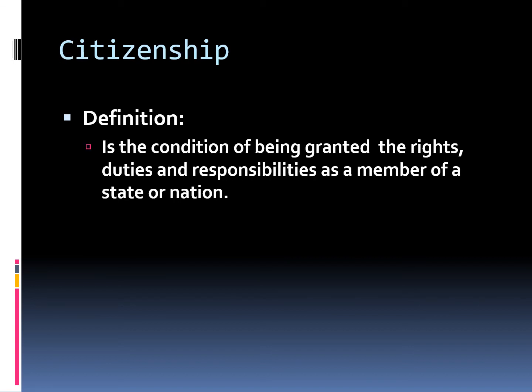By definition, citizenship is the condition of being granted the rights, duties, and responsibilities as a member of a state or nation. Throughout the world, citizenship requirements are very different. Some countries have very strict rules, while others rely on immigration and as a result have less restrictive rules on how to gain citizenship. Canada has less stringent rules on citizenship because immigrants are needed in the workforce, and Canada is a multicultural country.